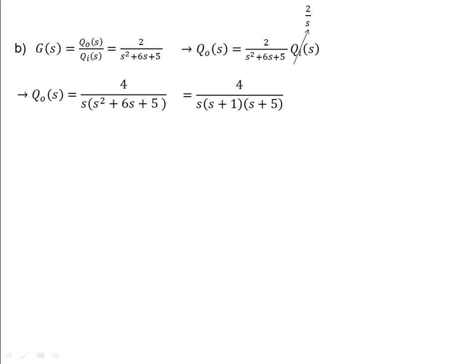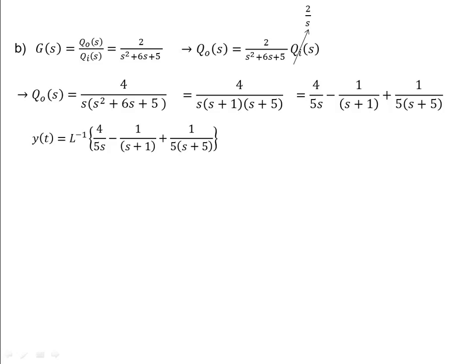To find the time response of this Laplace function, I need to use partial fractions. Applying the partial fraction, I will have three components: 4 over 5s minus 1 over s plus 1 plus 1 over 5 times s plus 5. If I take the inverse Laplace transform of these fractions, I will have y(t) equal to 4 over 5 minus e to the minus t plus 1 over 5 e to the minus 5t.